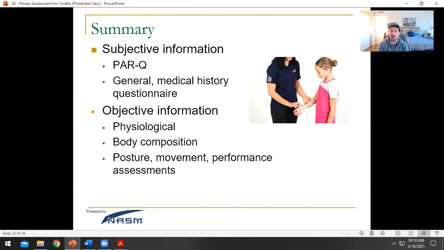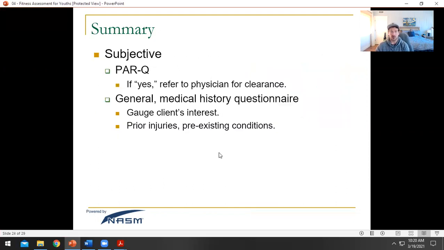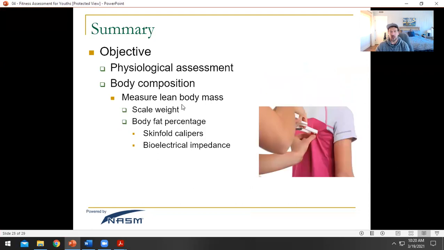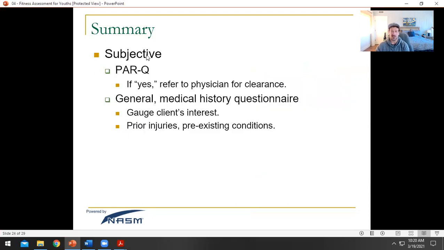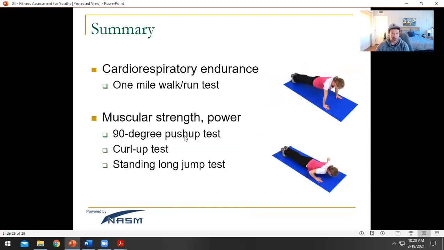Always start by gathering your subjective information, which is that PAR-Q and your general medical history questionnaire. Then gather your objective information like physiologic assessments, such as heart rate and blood pressure, body composition assessments like body weight, body fat percentage, body mass index, and lean body mass. Objective information also includes posture: do your overhead squat, do your single leg squat, do your pushing assessment, do your pulling assessment. Subjective, PAR-Q, general medical, we already did all that.